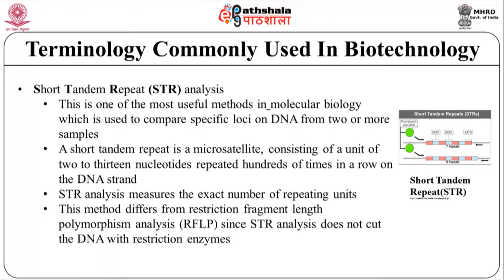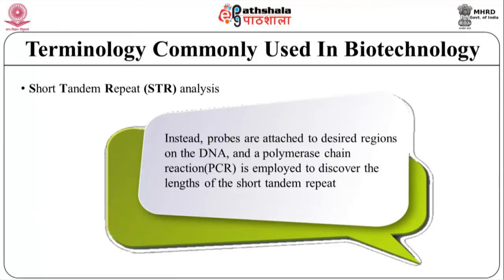This method differs from restriction fragment length polymorphism analysis, since STR analysis does not cut the DNA with restriction enzymes. Instead, probes are attached to the desired regions on the DNA, and a polymerase chain reaction is employed to discover the lengths of the short tandem repeats.